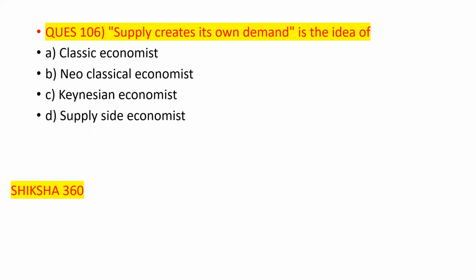So what is the correct answer for this question? The correct answer is option A, the classical economist. Supply creates its own demand is the idea of classical economics. So option A is the answer, that is, through the classical theory.